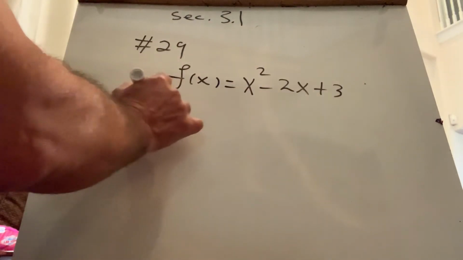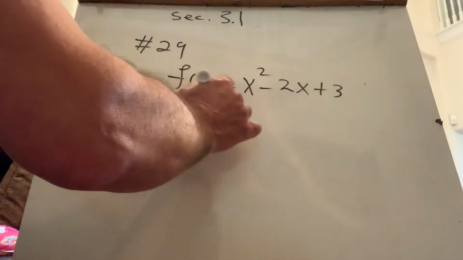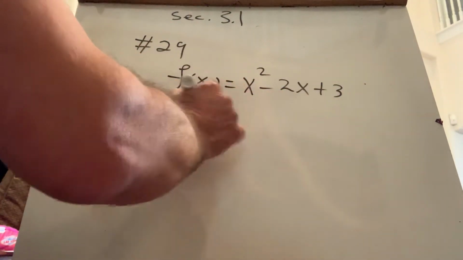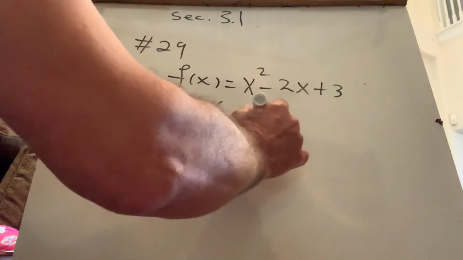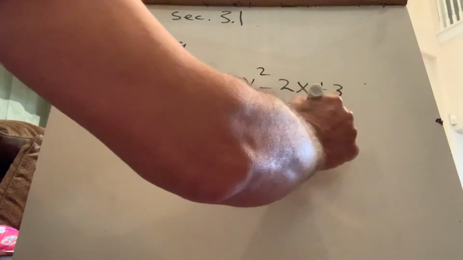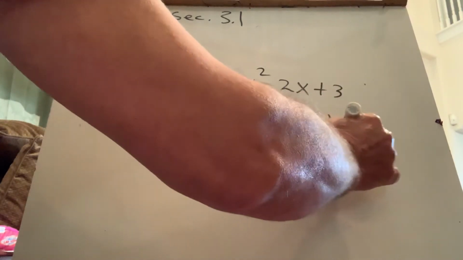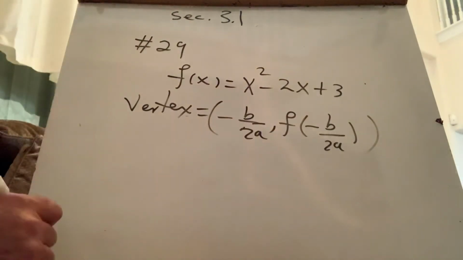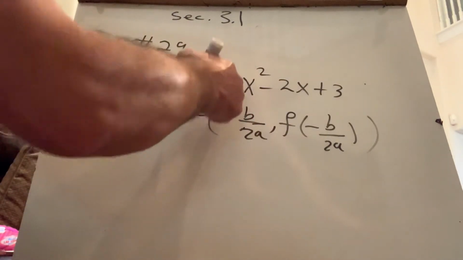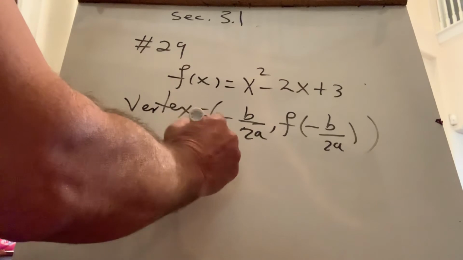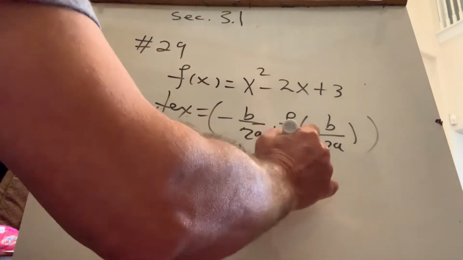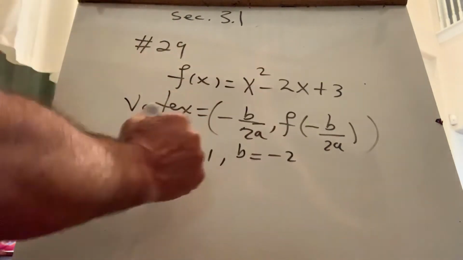If you remember from your notes from section 3.1, because this is in general form, the vertex is given by the formula negative b over 2a. That will be your x coordinate, and of course f of that, which is always your y value, f of negative b over 2a. So this is your vertex. It's known as the vertex formula. Now remember, the a is always the number in front of x squared. So in this case, your a is 1. The b is always the number in front of the x, that will be negative 2. So really all you have to do is plug into the formula.